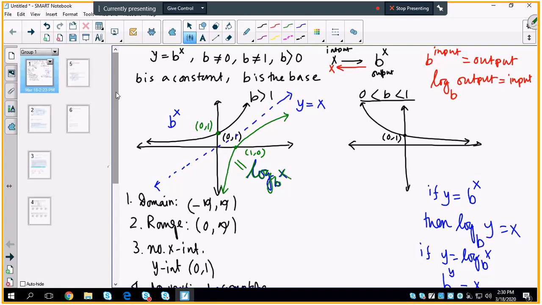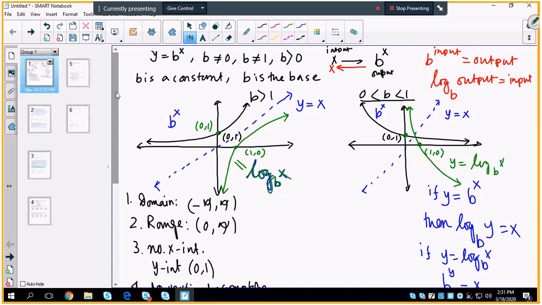Similarly, in the other situation, we have the graph of b to the power x. Whenever b is between 0 and 1, I'm going to take the mirror reflection of this graph along the line y equal to x. So we'll draw y equal to x. Again, the y-intercept (0, 1) will become the x-intercept (1, 0). And I will take the mirror reflection of my graph, and what I will end up is something along this line. And that will be the graph of y equal to log of x to the base b.